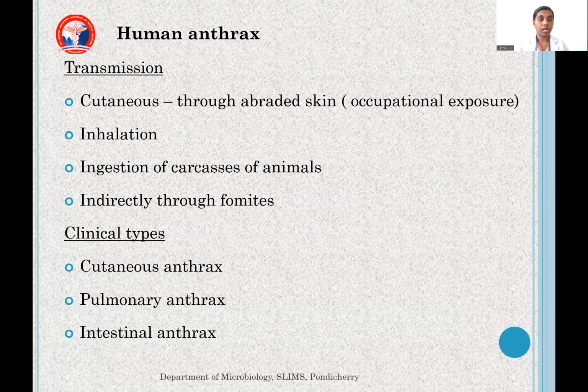That is, the organism enters through the abraded skin, and this is most common in people who are occupationally exposed to the animals, infected animals. This will produce cutaneous anthrax.